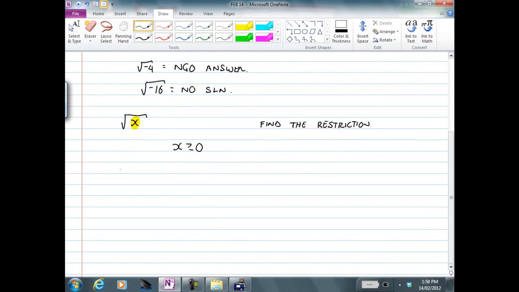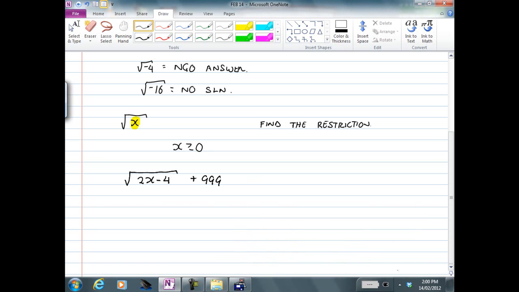Some of you say, Mr., that's easy. Guys, gals, good luck with this. If you think you're a hot shot, try this: root of 2x minus 4, plus 999. Find your restriction. I'm going to pause it and let you try.